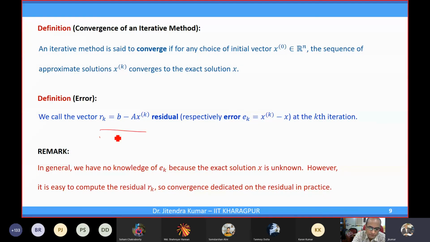We have a residual which can tell you whether you are at a stage to stop the iterations, or whether you have to continue, depending on how large or small your r_k is and what your desired accuracy is. So this residual plays a very important role.